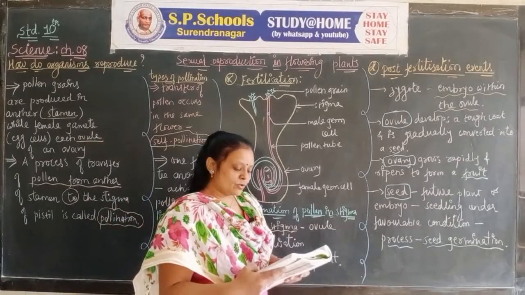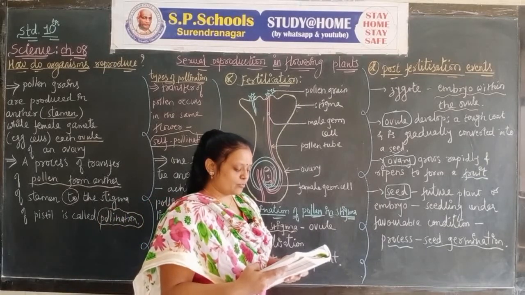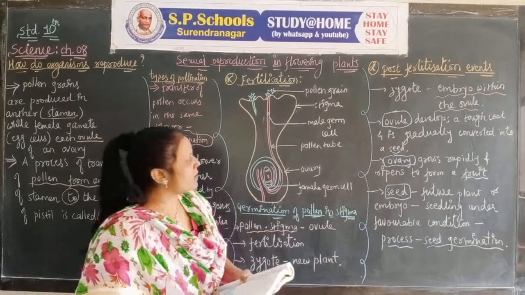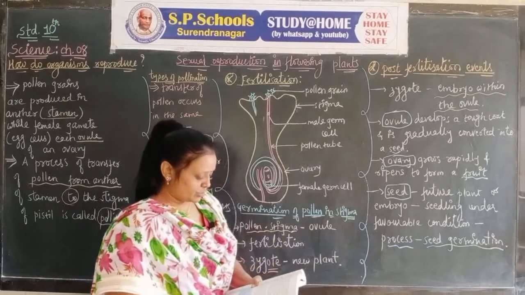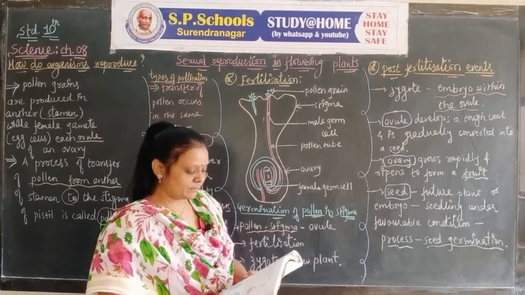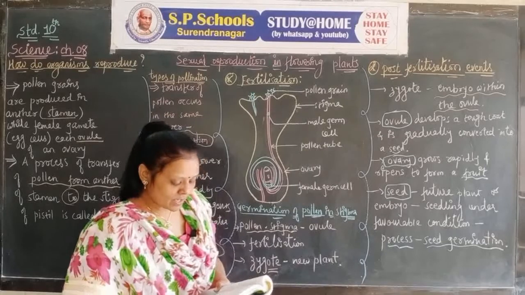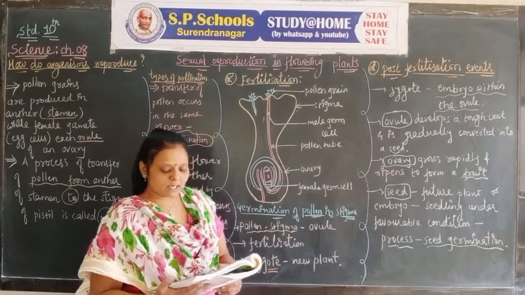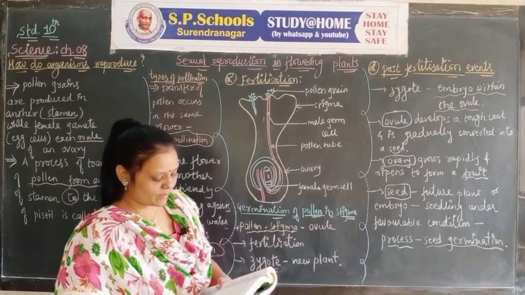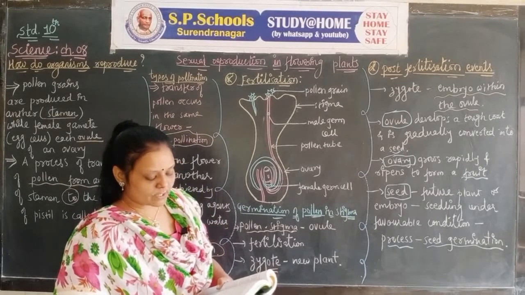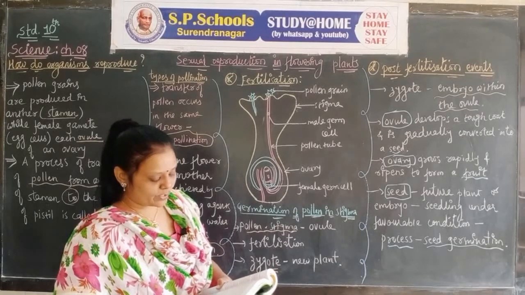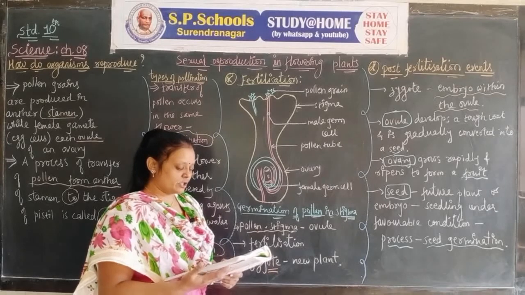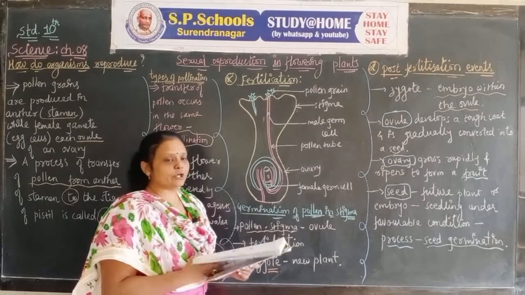The ovary grows rapidly and ripens to form a fruit. We already studied and understood it. The seed contains the future plant or embryo which develops into a seedling under appropriate conditions. This process is called germination, or seed germination.